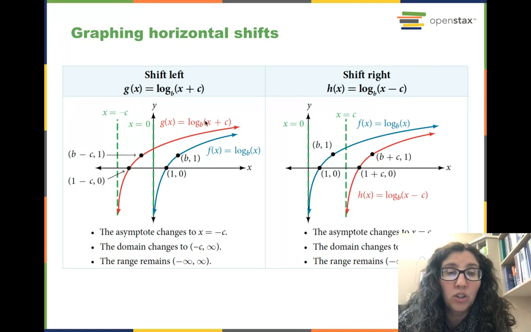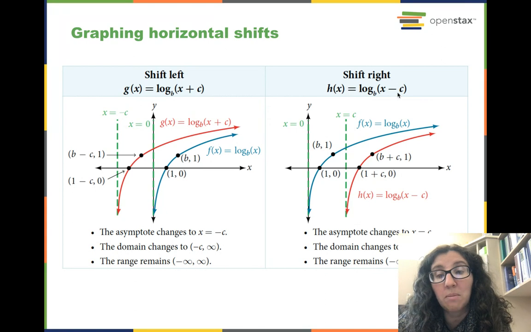So here, if we shift it to the left, our equation will look like x plus c. So what shifts to the left? Well, the vertical asymptote shifts to the left c units. This critical point, (1, 0), moves to the left c units. This critical point, (b, 1), moves to the left c units. And then we just draw a smooth curve connecting them.